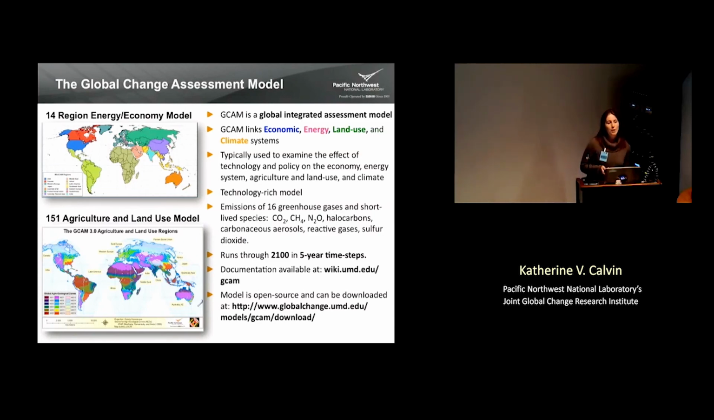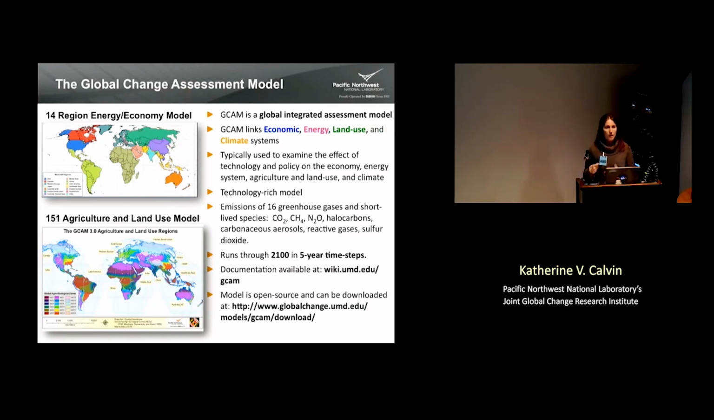For agriculture and land use, we recognize that there's a lot of heterogeneity there. So we've further divided our agriculture and land use model into as many as 18 different agroecological zones within the 14 regions, and we end up with 151 geopolitical regions. So it's still rather coarse, but it's a little bit more refined in agriculture and land use.